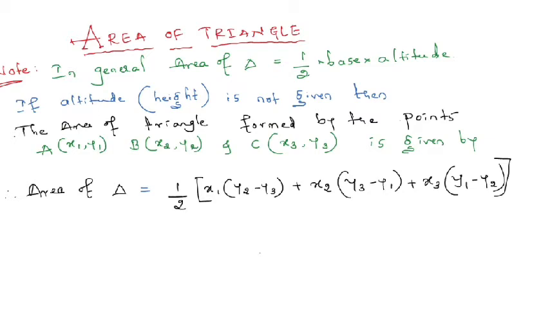So, what is area? The region enclosed by a closed figure is called area. What is a triangle? It is a rectilinear figure bounded by 3 sides, 3 angles and 3 vertices. Now, you already know the general formula for the area of a triangle: area of triangle is equal to half into base into height. Height is nothing but altitude.